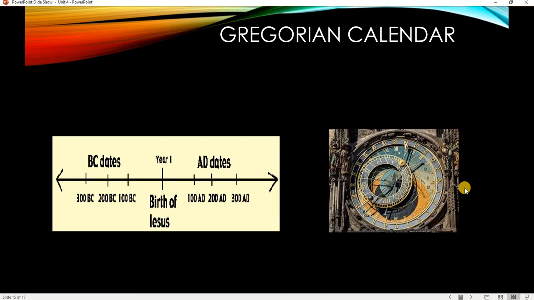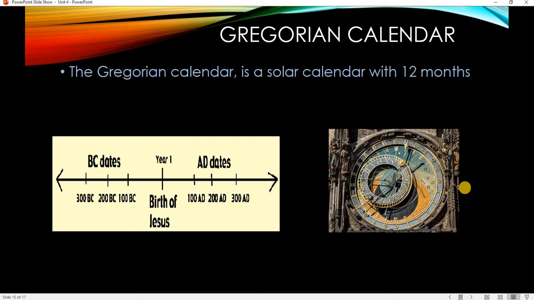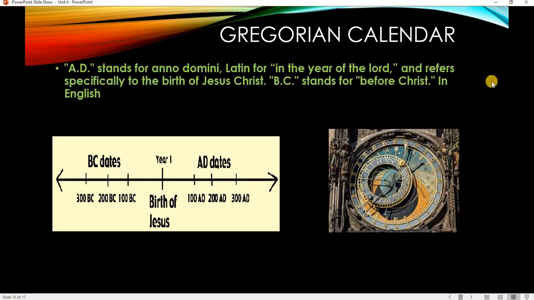Now let's look at the Gregorian calendar. The Gregorian calendar is a solar calendar with 12 months. AD stands for Anno Domini, in Latin for in the year of the Lord, and refers specifically to the birth of Jesus Christ. BC stands for before Christ in English.